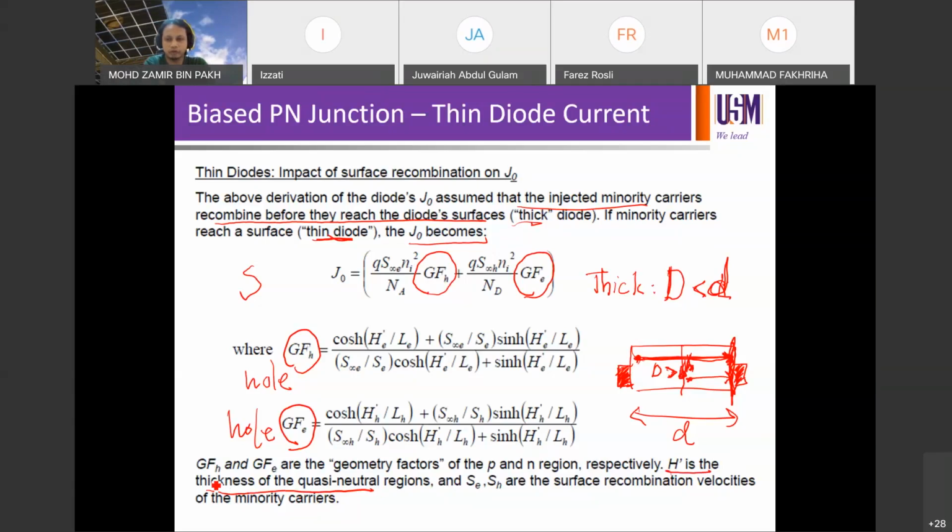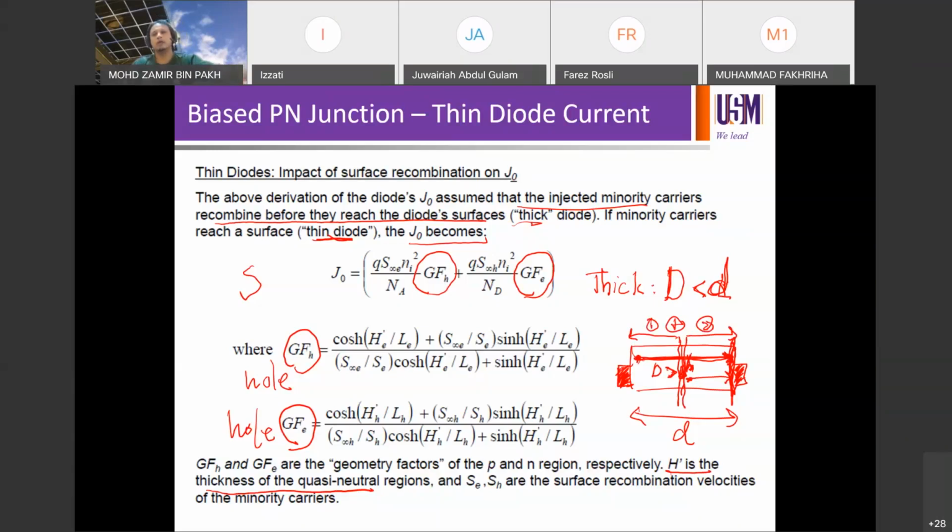So where is the quasi-neutral region? If this is your whole device, the depletion region is very, very small in the middle, and the whole thing here is the QNR for one side and the QNR for the other side. If you take this plus the other side, you get the H prime, the thickness of the quasi-neutral regions.